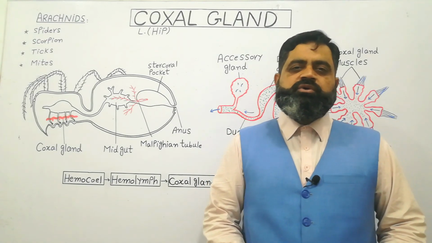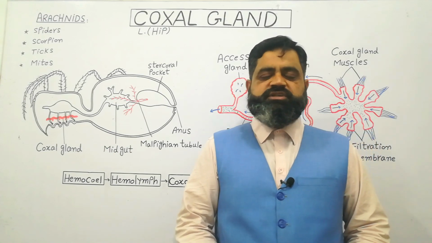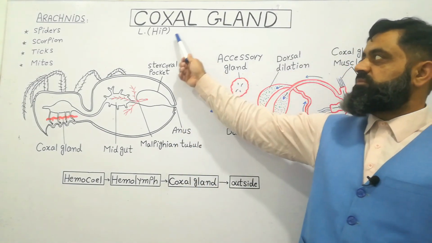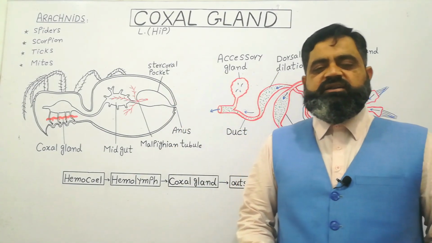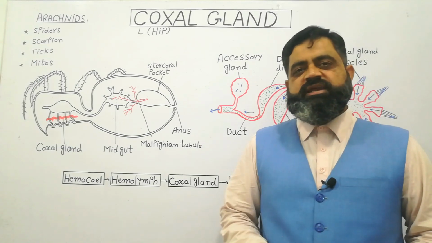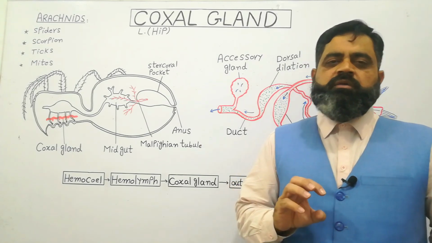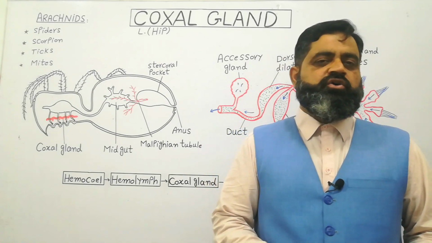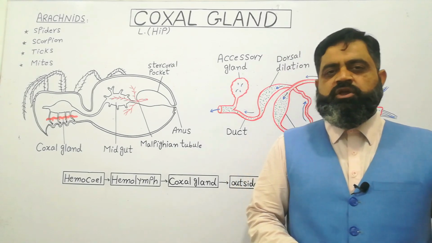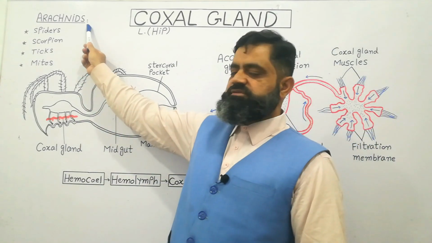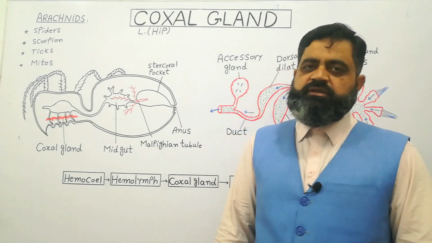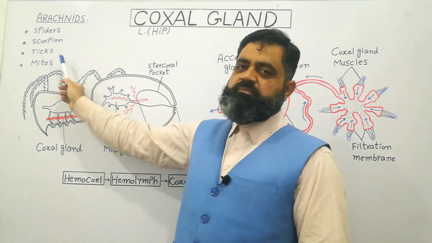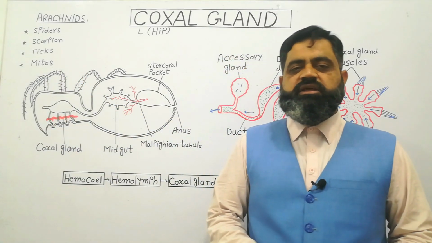Today we are going to discuss the structure and function of the coxal gland. If we look at the meaning of coxal, coxa means hips, which is a Latin word, because these glands are present in the proximal portion of the appendages of the insects. These are excretory organs of some insects. Coxal glands are present in arachnids and some crustaceans. In arachnids, spiders, scorpions, ticks and mites usually have coxal glands in their body.